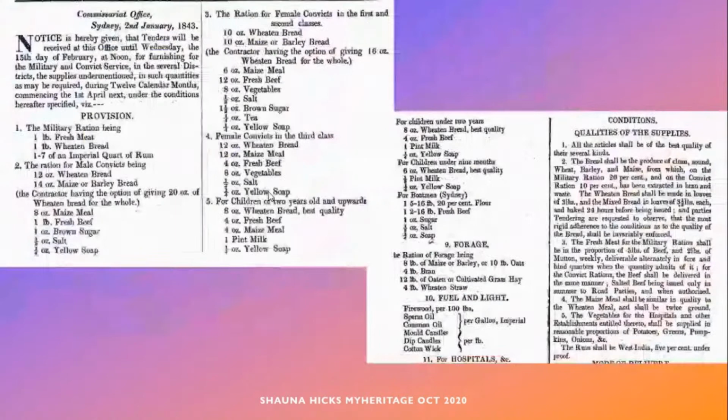I also like to know more about what my convicts are doing, where they're living, and also what they're eating. And this is just an 1843 list. These convicts that were still there were on the government rations list. That meant the government still had to provide food and that sort of thing for them during their time before their sentence was up. So you can see male convicts were given 12 ounces of wheaten bread, 14 ounces of maize or barley bread. They've got brown sugar, salt, yellows.